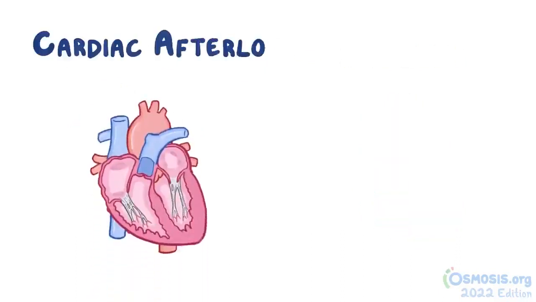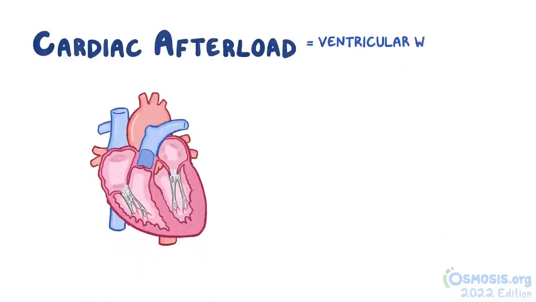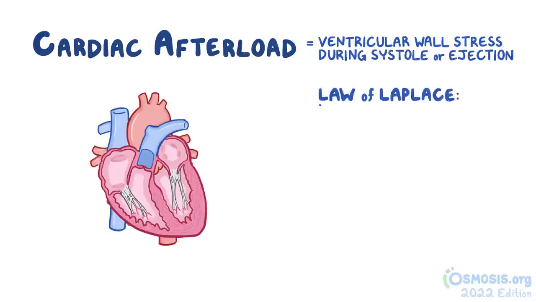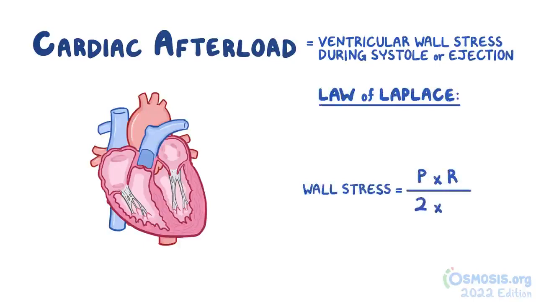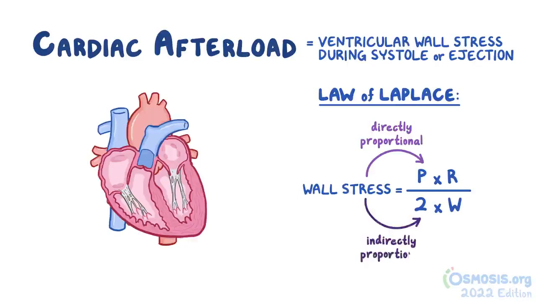So cardiac afterload can be defined as the ventricular wall stress during systole or ejection. And it can be calculated using the law of Laplace, which states that wall stress equals pressure P times radius R over 2 times wall thickness W. Another way to say this is that cardiac afterload is directly proportional to the pressure inside the left ventricle during ejection, as well as the radius of the left ventricle, and indirectly proportional to 2 times the ventricular wall thickness.